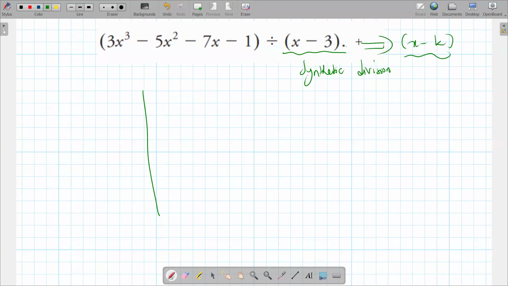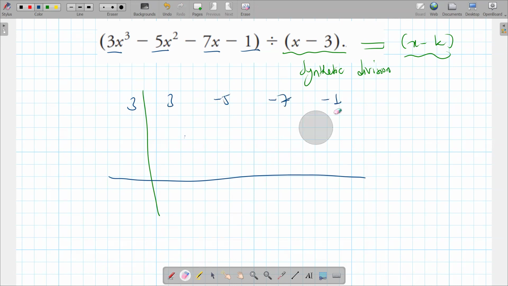Compare these two. 3. So that 3 comes all the way outside. And here, these guys, your dividend, you're only interested in the coefficients. So 3x cubed: 3, -5, -7, -1. And again, if something is missing, then you put that as 0. But in this case, nothing is missing. All the degrees are lined up perfectly, 3, 2, 1, 0. So, like that.